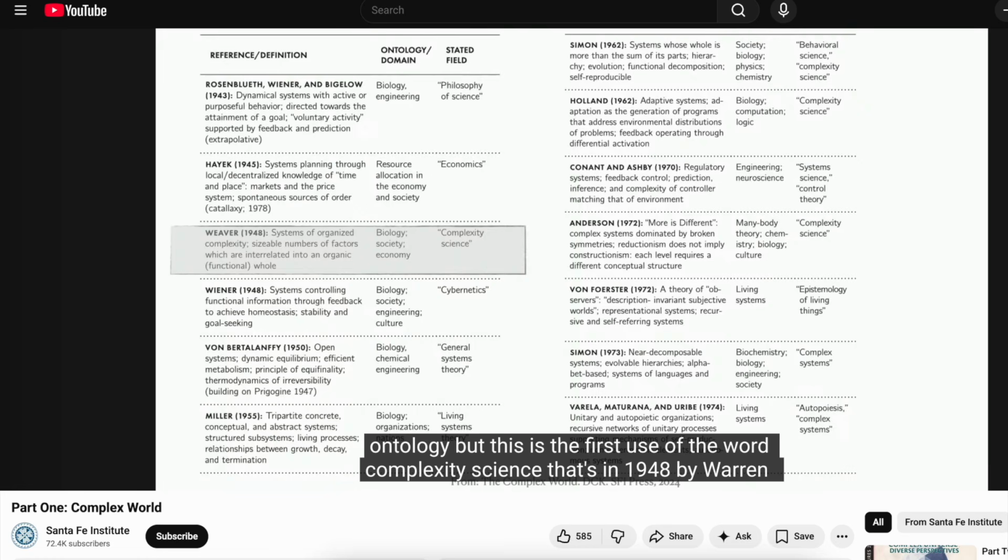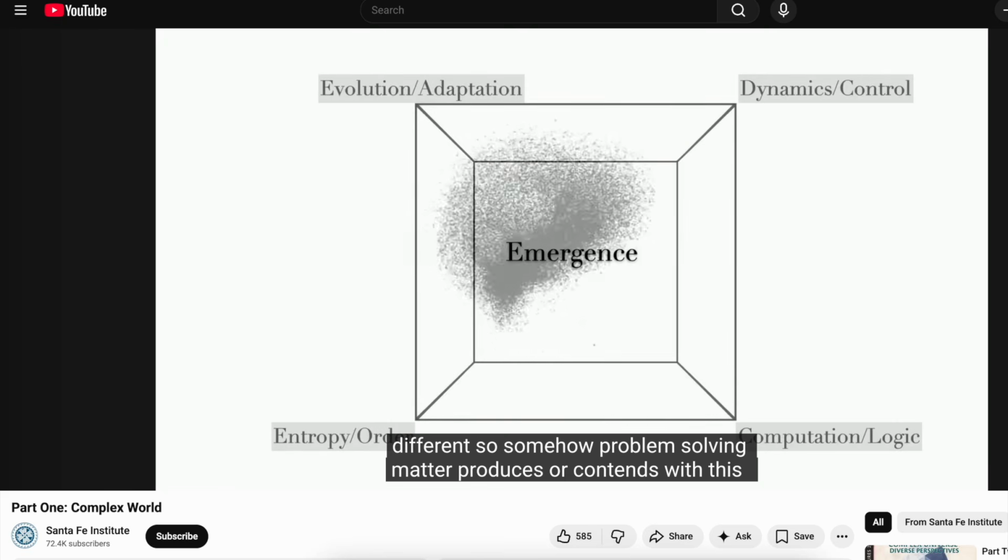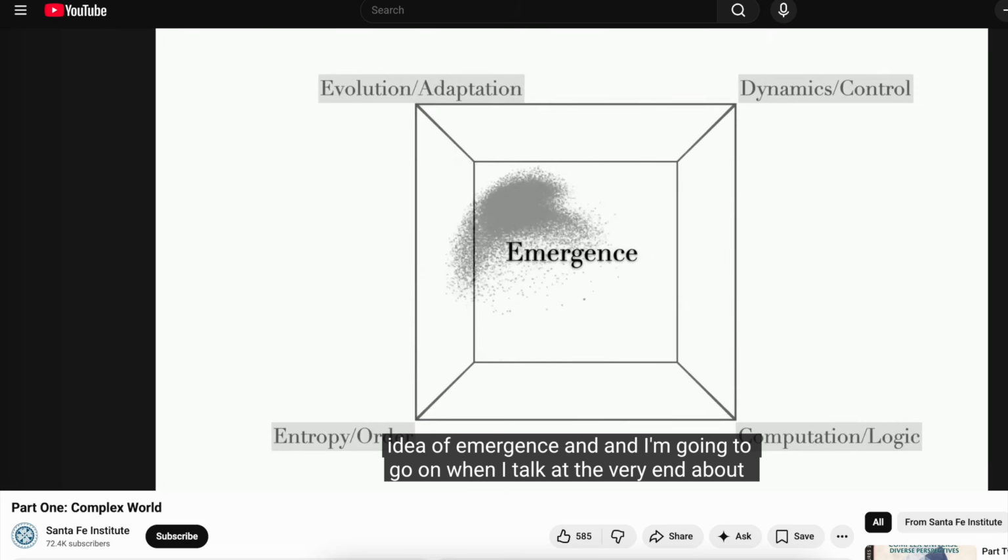This is the first use of the word complexity science. That's in 1948 by Warren Weaver. It's not a new thing. It's not an SFI thing. It's much older. Problem-solving matter produces or contends with this idea of emergence.